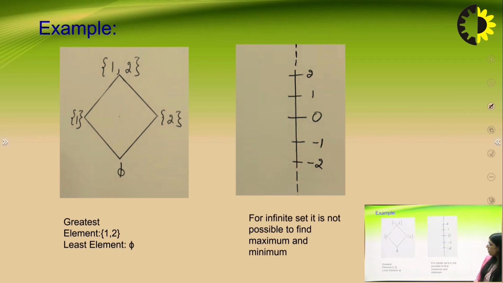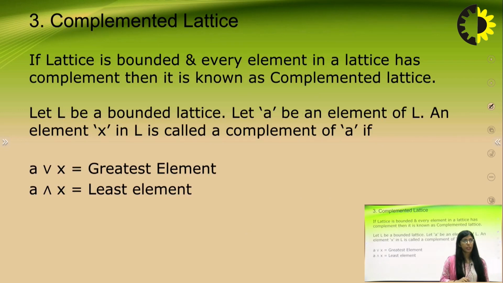For example, here the greatest element is, of course, this element, and the least element is this. Hence, it is a bounded lattice. But in case of an infinite series, there is no greatest element or least element. So it is not possible to find a maximum or minimal in this case. Hence, it is not a bounded lattice.